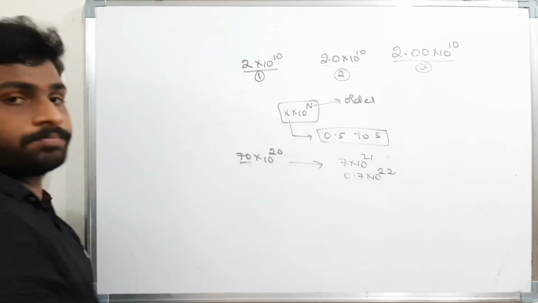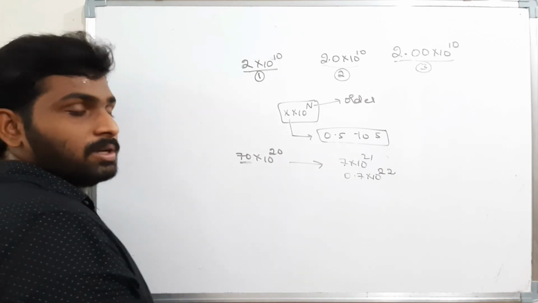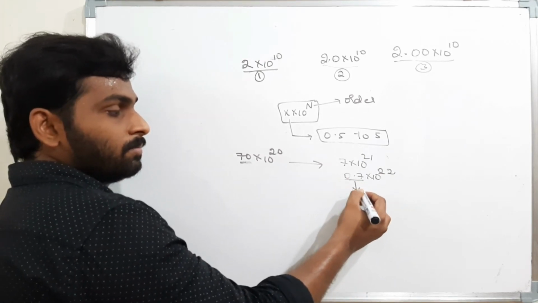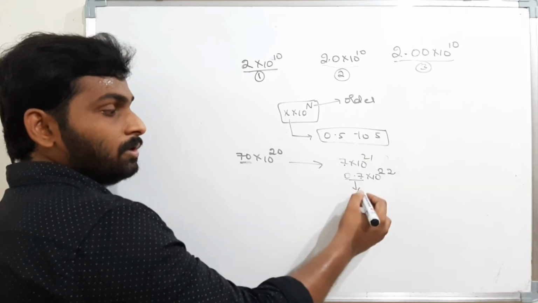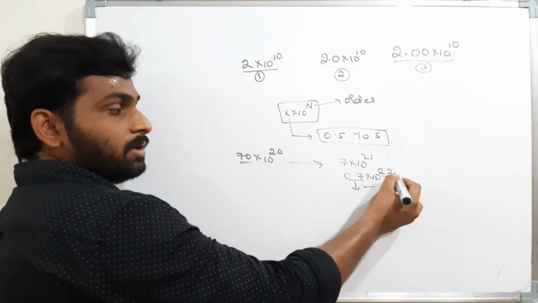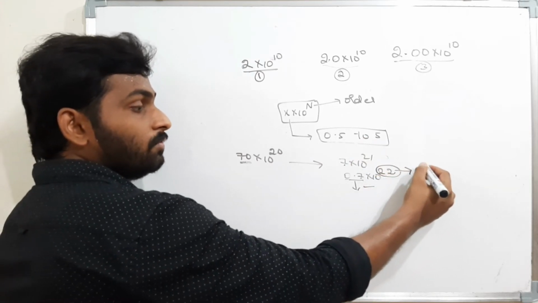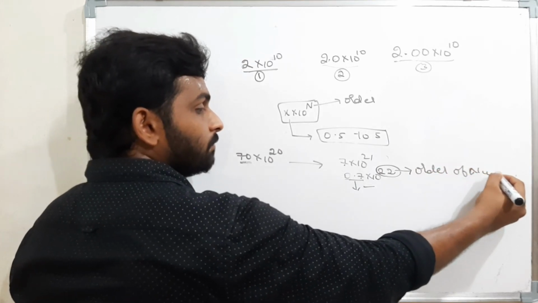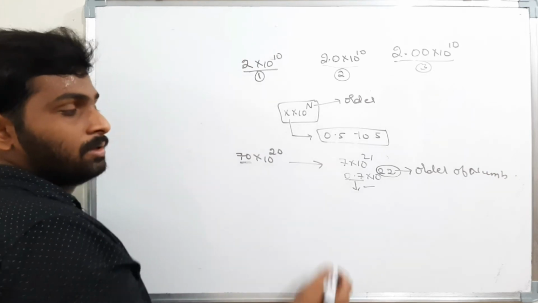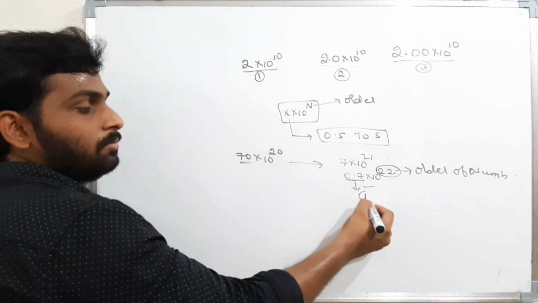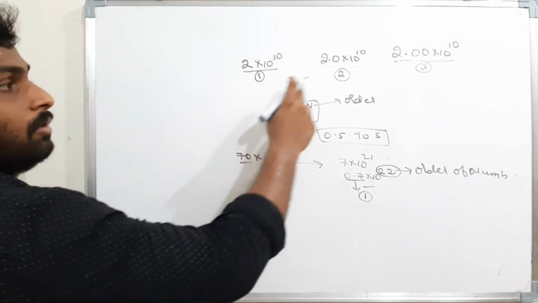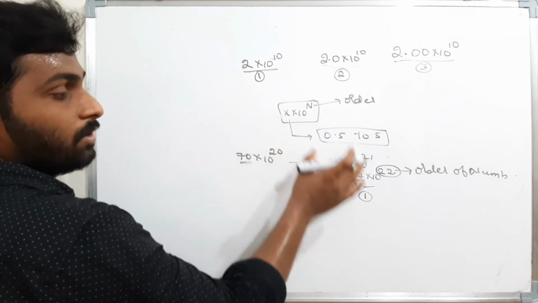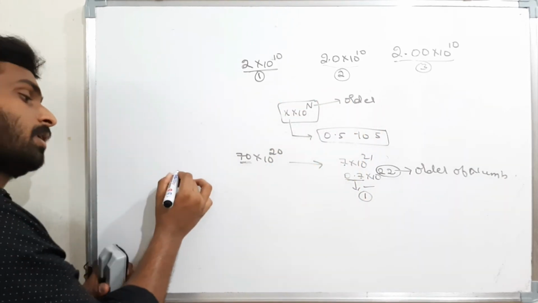So 0.7 into 10 power 22. How many significant figures are there? This is between 0.5 to 5. Therefore, this is a correct value. And this 22 will give me the order of the number. Therefore, how many significant figures? The number of significant figures is 1. Therefore, I should convert all the numbers into this form and then find the number of significant figures. So now we'll see here.